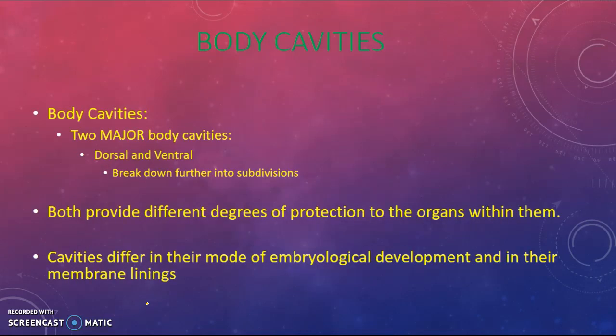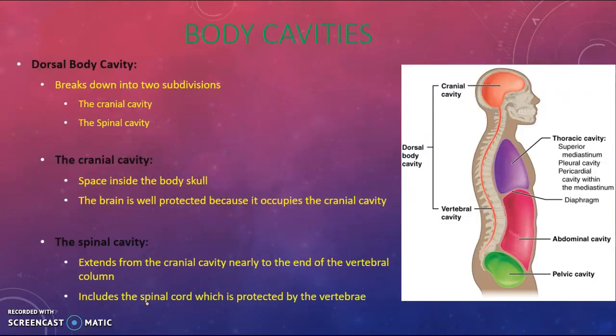Our last topic is going to be body cavities. So body cavities are spaces in which your organs are held, and they provide different degrees of protection for these organs. These are also one of the first things that really start to develop when you're developing in the womb. And the two major body cavities are going to be the dorsal and ventral body cavity, but these are going to break down even further into subdivisions.